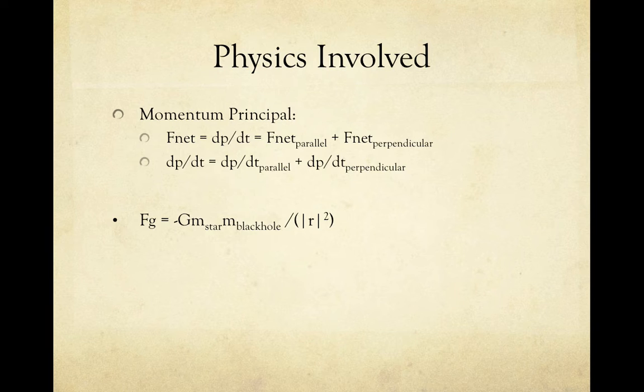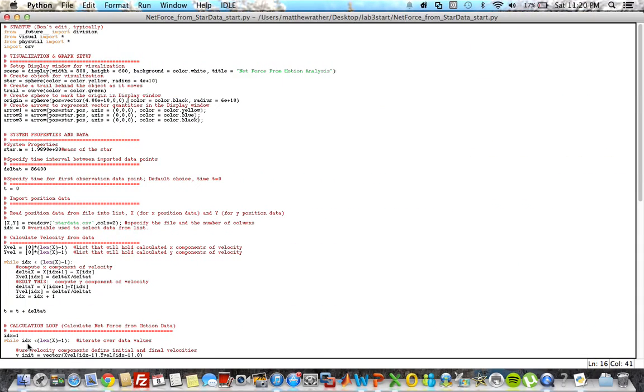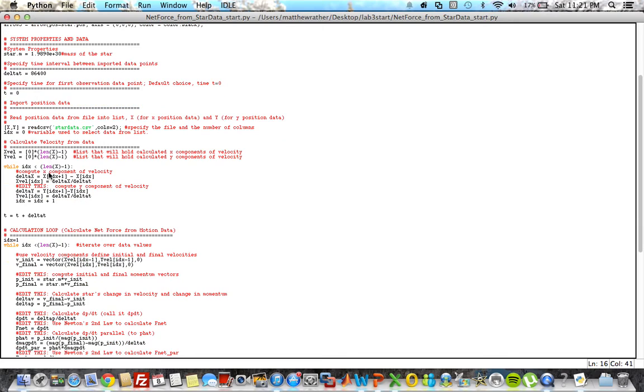Now let's go to Python, where we will implement these formulas. First, let's take a look at the initializations. Here I've initialized a vector origin, which was given for the black hole. I also have the star mass, which is 1.989 times 10 to the 30th kilograms, and a delta t of 86,400 seconds, which is equivalent to 1 day.